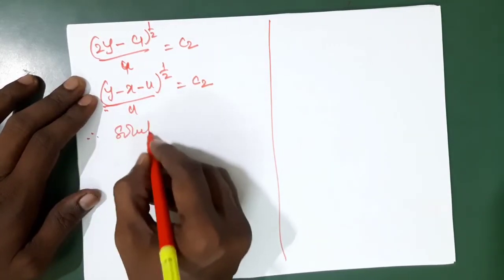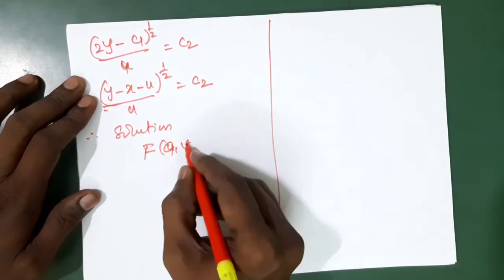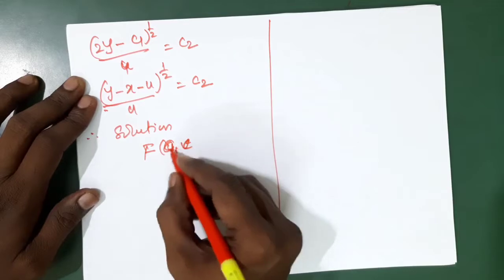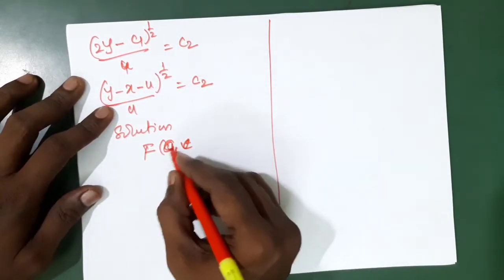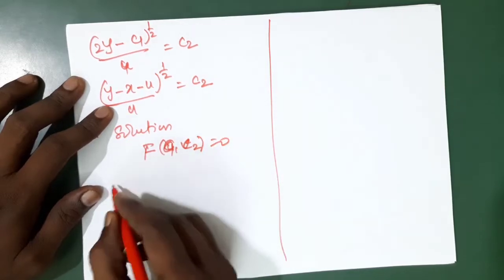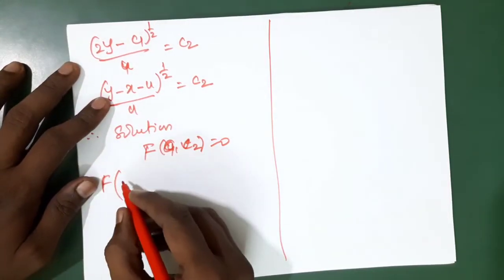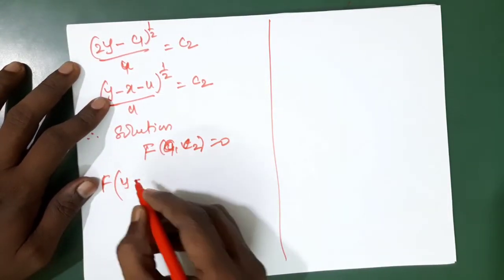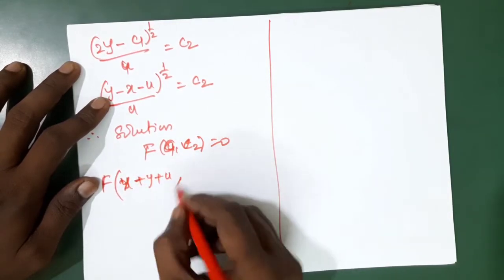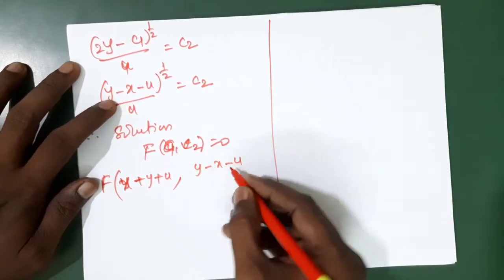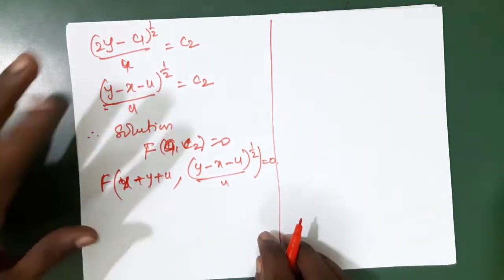So therefore the solution is, what is the solution? F of u comma c1. Here you can write u comma v, or say, here already u is a dependent variable, so you can use another variable. So F of c1 comma c2 itself is 0, that is F of, we have to find, x plus y plus u comma (y minus x minus u) whole to the power 1 by 2 by u equal to 0. So this is the solution.